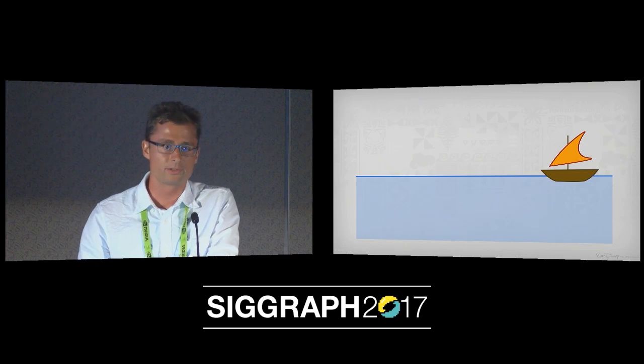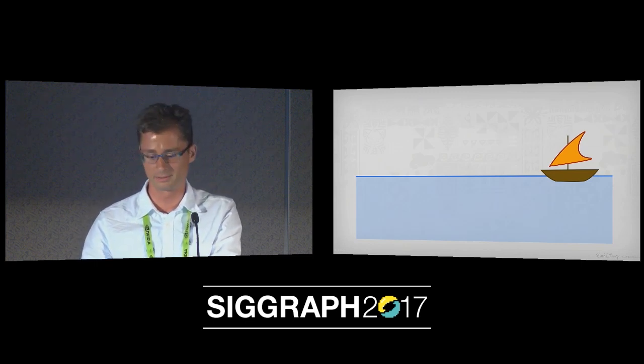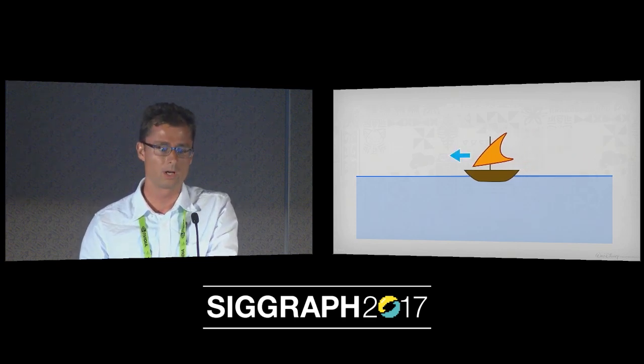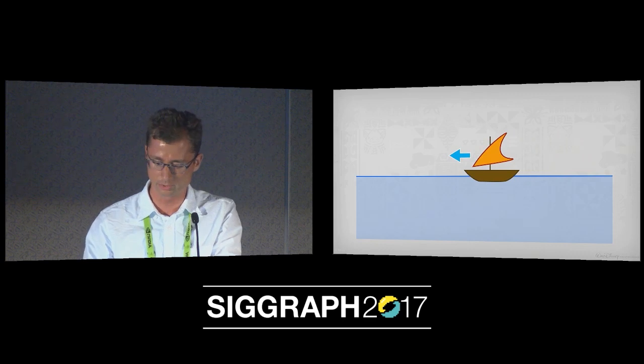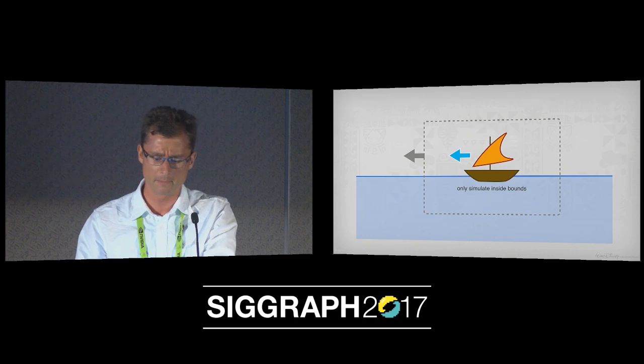So getting back to the boat, let's consider a simple example of a boat traveling on a flat ocean, flat, let's say, lake surface. So the boat moves. The lake is big. We don't want to simulate the whole thing, so we'll try to localize the simulation to some area just around the boat. So how would we do that?